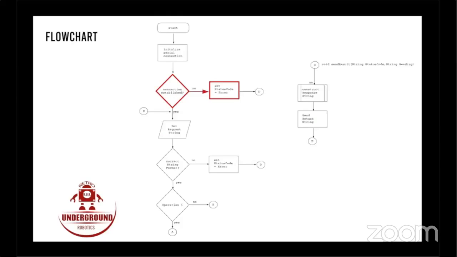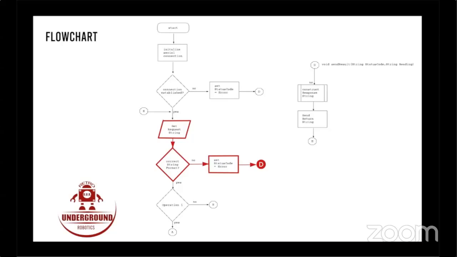You can see that we get the request string. We check to see if that string is in the correct format. If it's not in the correct format, for whatever reason, maybe the data was corrupted when it came in, or somebody hacked it, or for whatever reason, the data is not correct, a status code is set, and we go to module D.